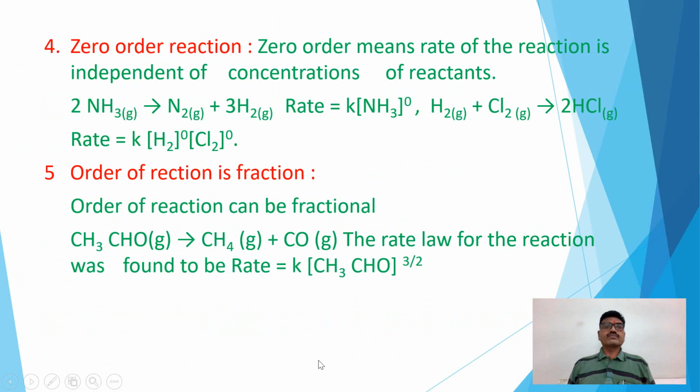Then zero order reaction. I have told that zero order means the rate of the reaction is independent of the concentration of reactants. What is the meaning of zero order? If the rate of reaction does not depend upon the concentration of the reactants, such reactions are called zero order reactions. Here, decomposition of ammonia into nitrogen and hydrogen gas. So the rate expression which is experimentally given, see here. This is an example of a zero order reaction. The rate does not depend upon the concentration of the ammonia, and that's why this is an example of a zero order reaction.